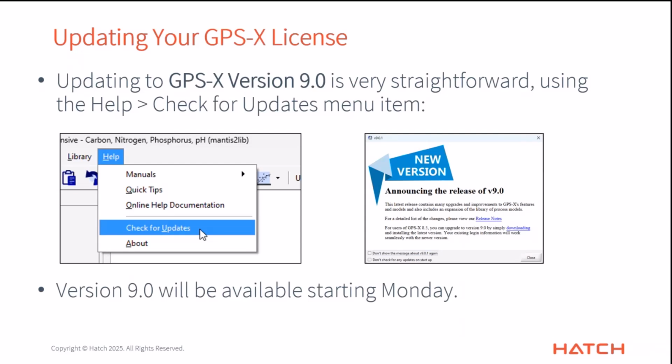Now, if you have the default installation of GPSX, it'll automatically do this for you the first time you start it up next week. But if it doesn't do that for whatever reason, you can use the help menu and choose check for updates. I will say there are some people who have told us that their local company's firewall has gotten in the way of doing this, and you may see a message saying that it can't connect. If that is the case, please just email us at support, and we will give you all those same directions.